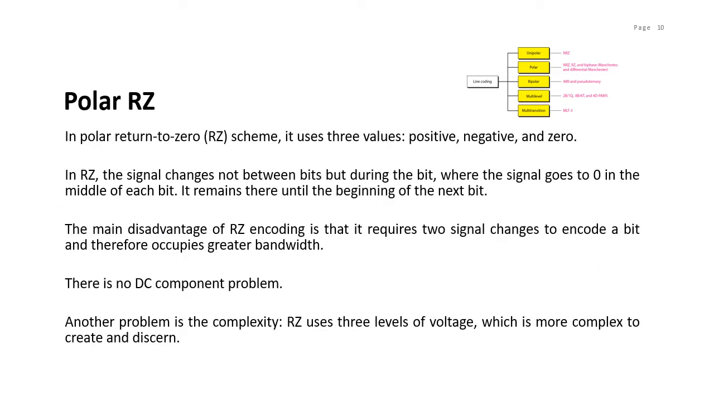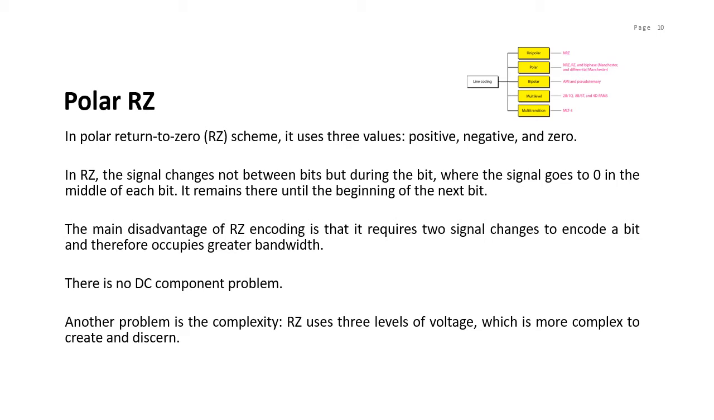Okay, the main problem with non-return to zero encoding just now is when the sender and receiver clocks are not synchronized. So the receiver basically does not know when one bit has ended and the next bit is starting. One solution is to use the return to zero scheme, where we use 3 values: positive, negative, and 0. In return to zero, the signal changes not between bits but during the bit, meaning that the signal goes to 0 in the middle of the bit and remains there until the beginning of the next bit.